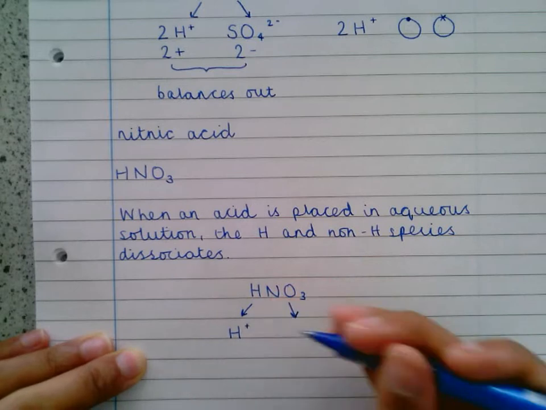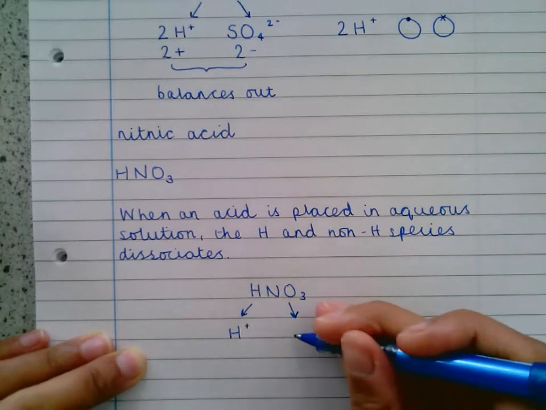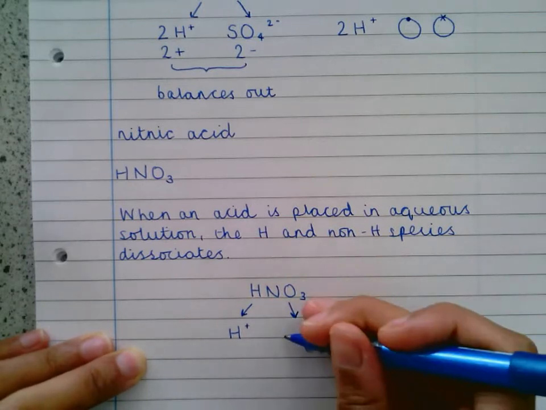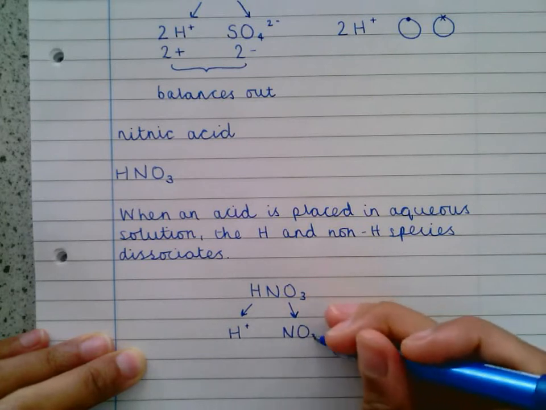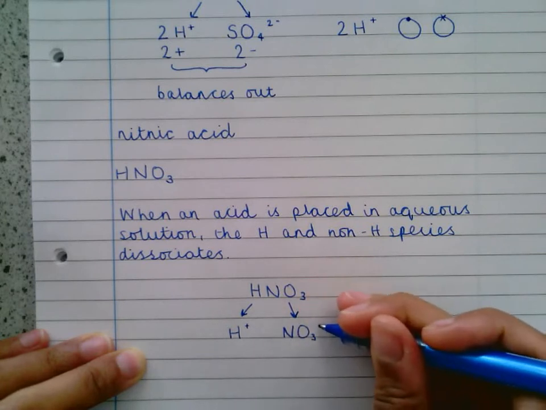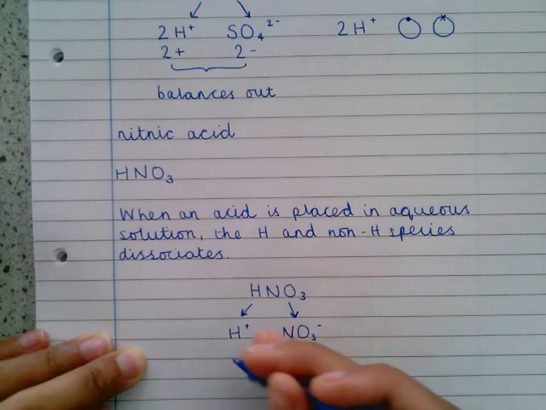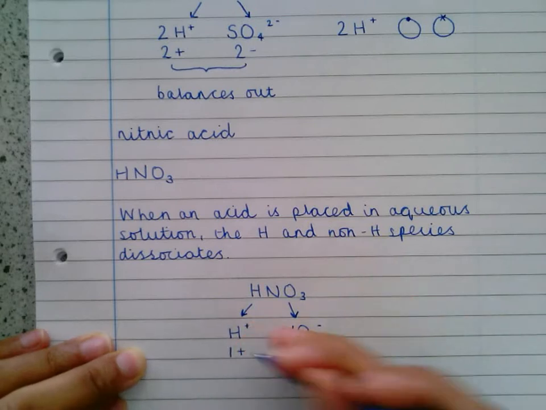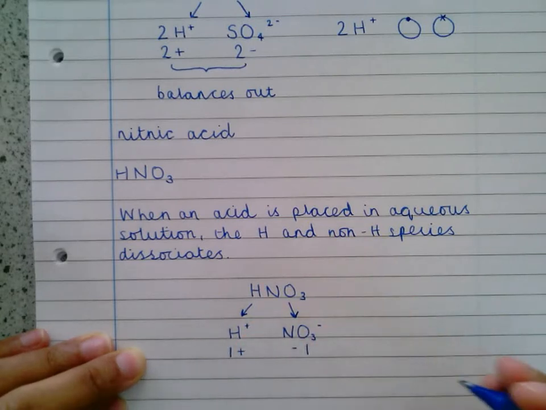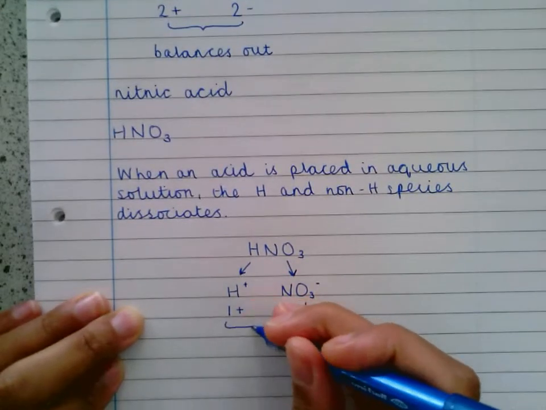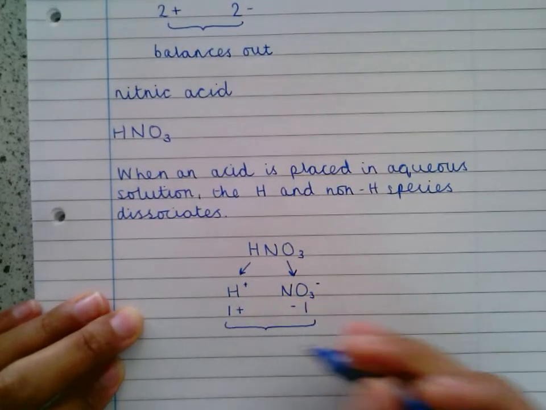Hydrogen plus. So it's now a hydrogen cation, and what about this? A nitrate anion. NO3. What's the charge? -1. Just -1. So let's have a look. A positive 1 and a negative 1 charge. What would you say about those charges? They cancel each other out. Good.